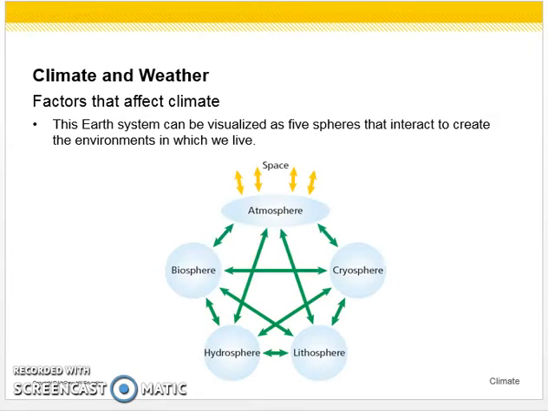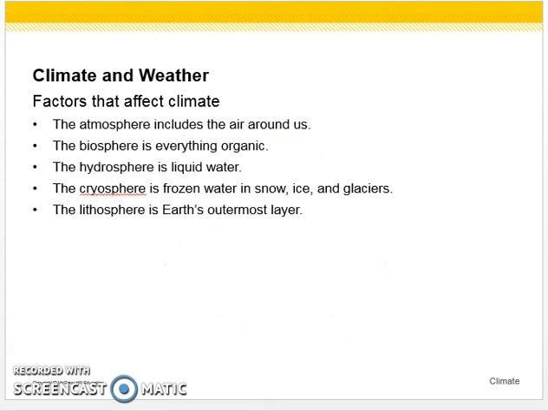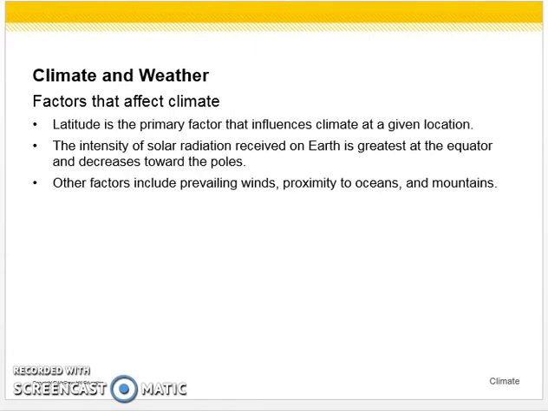Factors that affect climate. This Earth system can be visualized as 5 spheres that interact to create the environments in which we live. So here we have the atmosphere, which includes space, cryosphere, lithosphere, hydrosphere, and the biosphere. The atmosphere includes the air around us. The biosphere is everything organic, bio meaning life. Hydro is water, so the hydrosphere is liquid water. Cryo is frozen, so cryosphere is frozen water in snow, ice, and glaciers. And of course, the lithosphere is Earth's outermost layer, as learned in Chapter 25.